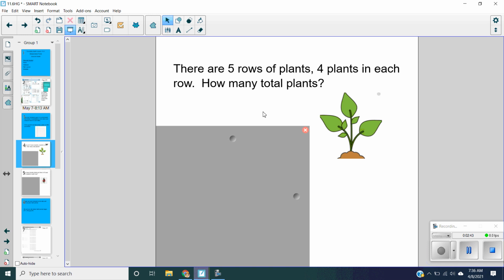For our first question, there are 5 rows of plants, 4 plants in each row. How many total plants? And if you could write down your work or write down a strategy that you're using, press pause and play when you're ready to check.